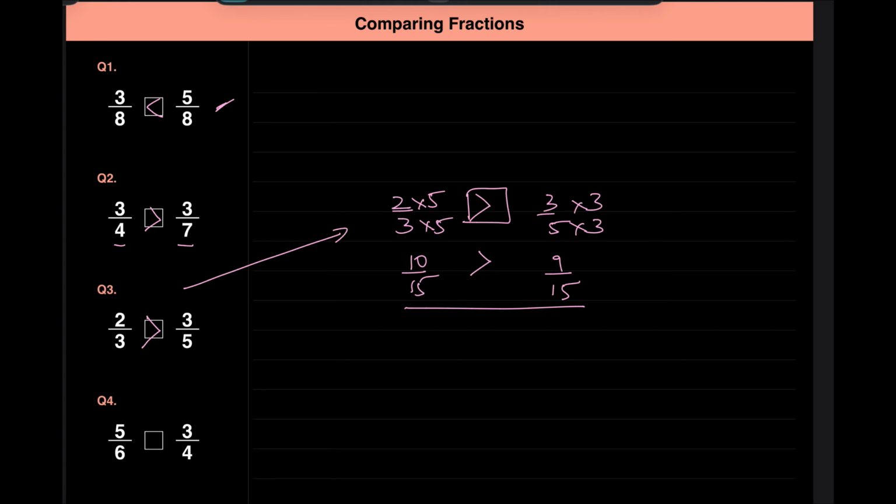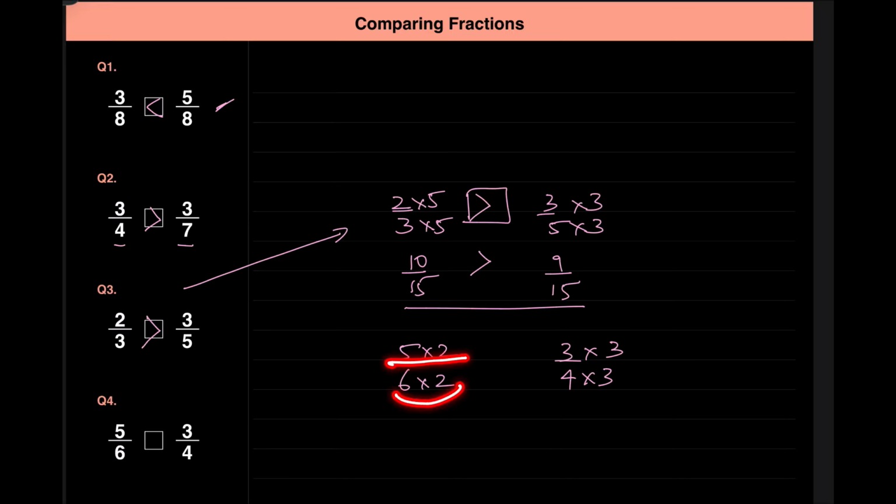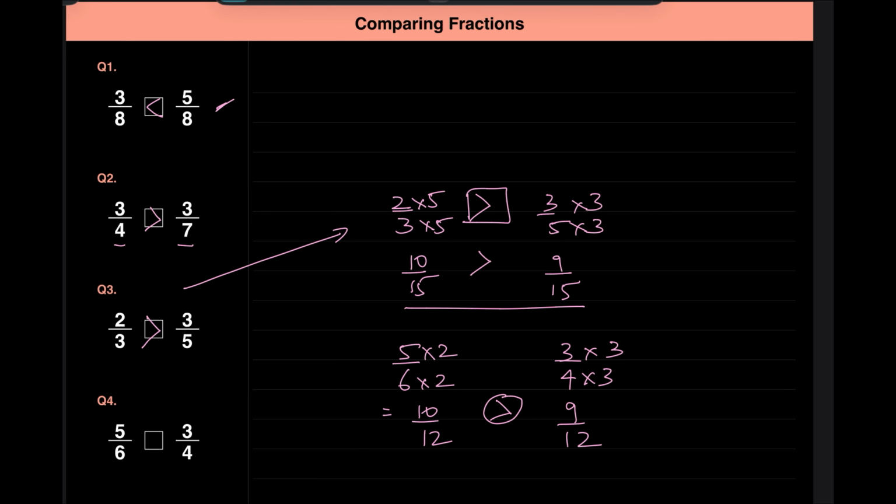The last one, 6 and 4, the LCM is 12. 5 upon 6, 3 upon 4. 6 2s are 12, 4 3s are 12. Into 2, into 2; into 3, into 3. You know what I'm doing here, guys? LCM is 12, 6 into 2 will give me 12. So when I'm multiplying this by 2, this also I will multiply by 2. That's what I'm doing. This gives us 10 upon 12 on the left side and 9 upon 12 on the right. So which is greater?